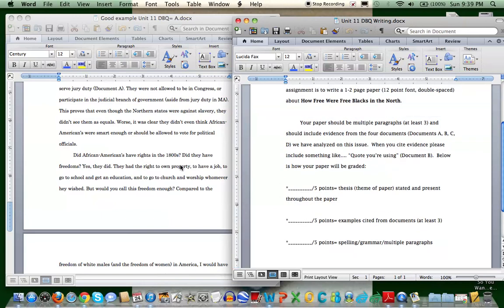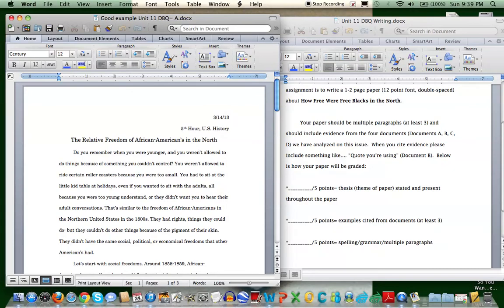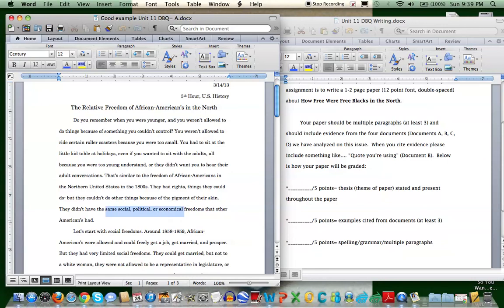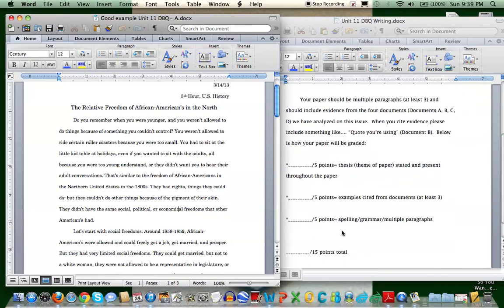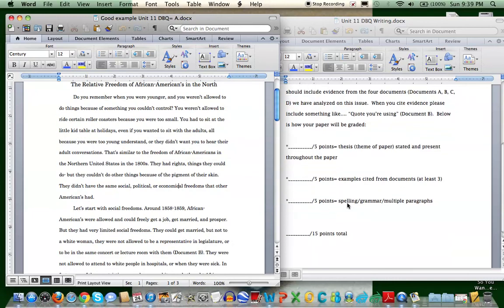So again, good here. And then the thesis, this person does a great job of telling me their thesis. You know, they had rights, but again, couldn't do other things because of the pigment of their skin. And then they give me the roadmap, tell me where they're going, and they successfully told me about the social, political, and economic freedom. So I'd probably give them a 5 here. So again, I'd probably go 5 here, maybe a 4 to 4.5 here. In the spelling and grammar, you take out the theys, the thems, and it probably would be a 5 here, but now probably 4, 4.5.